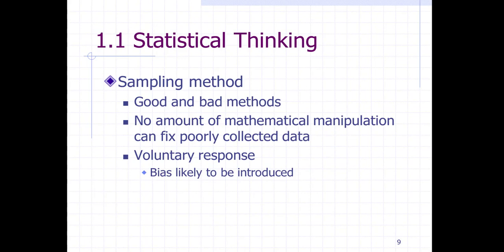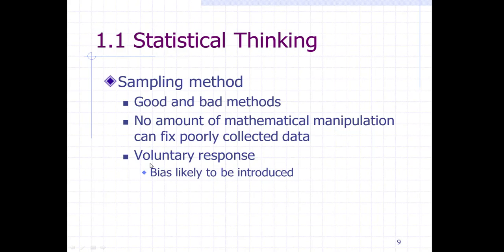So sampling methods, they're good and bad methods. As I said before, just because you put lipstick on a pig doesn't mean you have a beauty. So again, no amount of mathematical manipulation can fix poorly collected data. And one of the worst ways to collect data is a voluntary response sample.